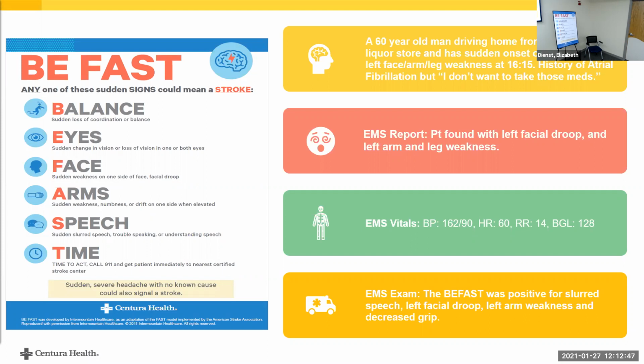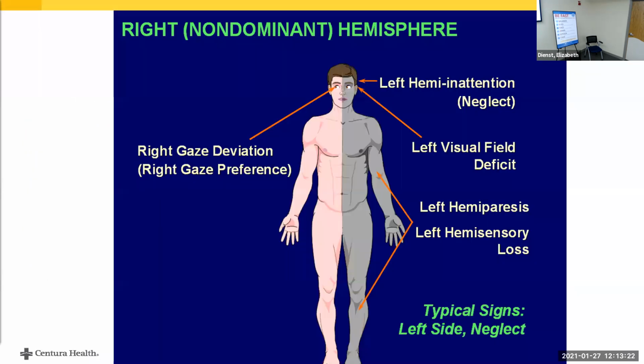So when the patient gets to the hospital, EMS reports that he was found with that left facial droop, left arm, and left leg weakness. So we've just done our face and our arms and our legs from our BFAST, along with speech. If he had any problems, well, he was drooling. That's significant, even at speech level. And so the BFAST, slurred speech, left facial droop, left arm weakness, and decreased grip is what they noticed. And this is what they reported, and they called a stroke alert in advance.